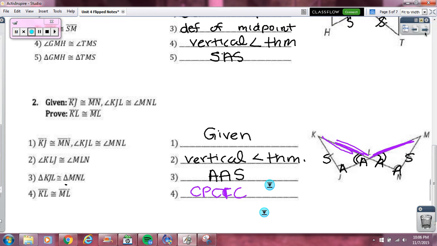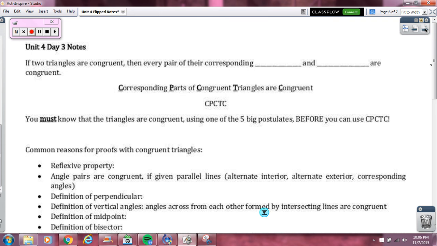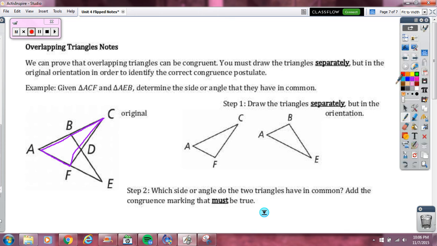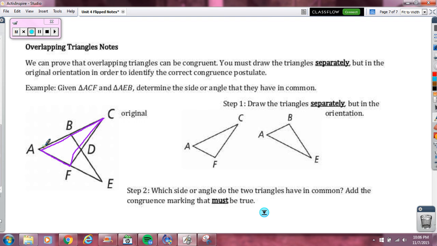We're going to save the rest of the proofs for class time. But we do want to look at some more complicated sorts of triangles. So flip on over, we've got overlapping triangles. We can prove that overlapping triangles are congruent, and drawing them separately helps us do that. So here's an example. We were given triangle ACF, and it overlaps with, I'll do a different color, triangle AEB. You'll notice that the thing those two triangles had in common is angle A.